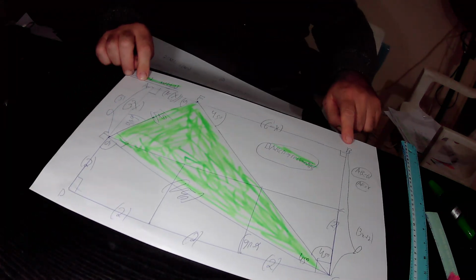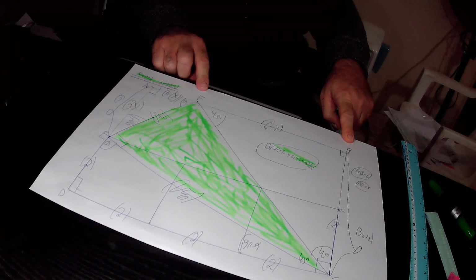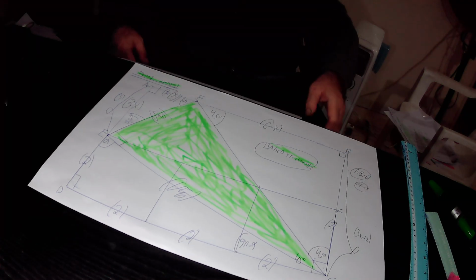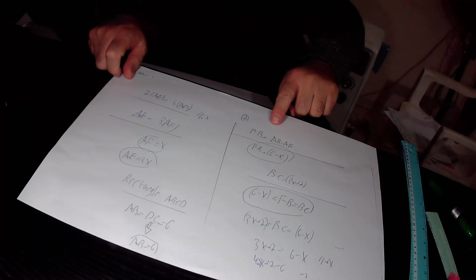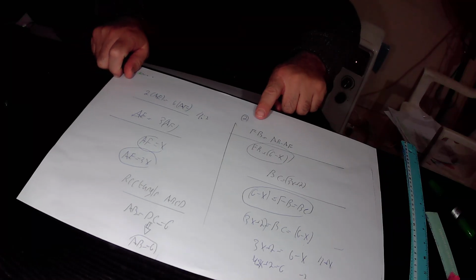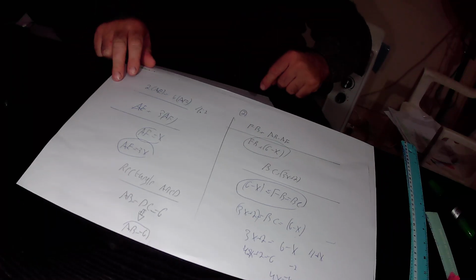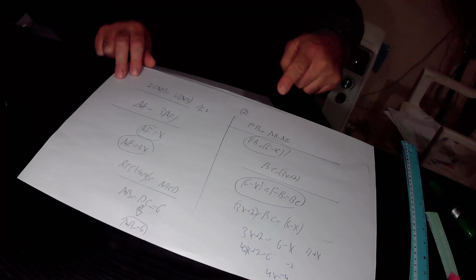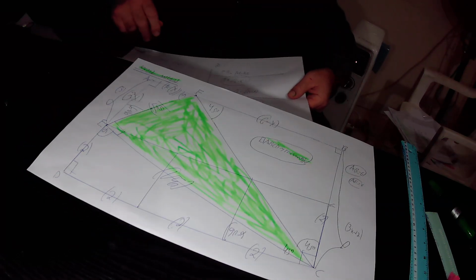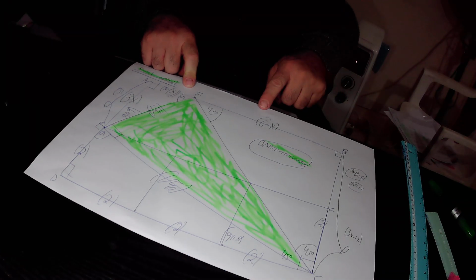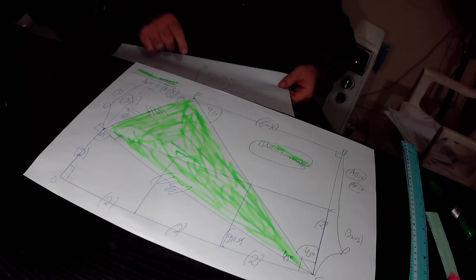AB equals 6. What is the length of EB? It is very easy to see that EB in total equals AB minus AE. So AB is 6, minus AE, that is X. So in total, EB equals 6 minus X units.